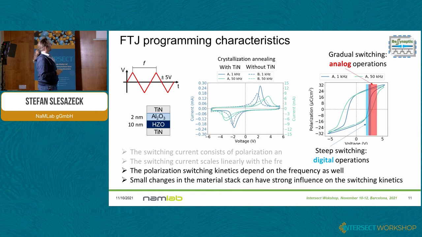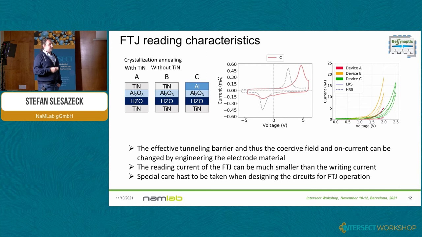And you can have more steep switching, which would be interesting for digital applications, or more gradual switching for analog switching. And we have here two devices, A and B. You can see we just changed the annealing condition. So once we annealed with the titanium nitride top electrode, once without, and putting it on afterwards. And we see that it's also very sensitive, the whole device operation, to such small changes in the device manufacturing.